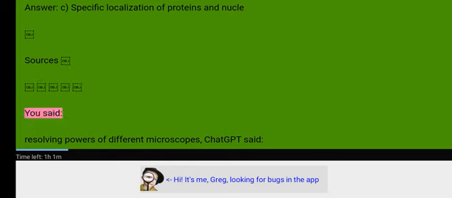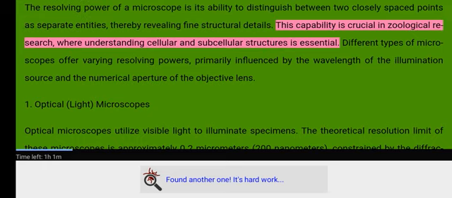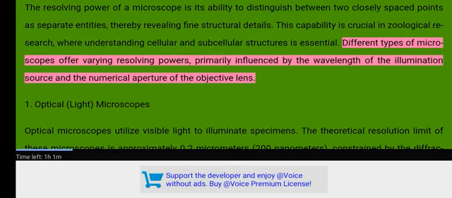Sources. You said: Resolving powers of different microscopes. ChatGPT said: The resolving power of a microscope is its ability to distinguish between 2 closely spaced points as separate entities, thereby revealing fine structural details. This capability is crucial in zoological research, where understanding cellular and subcellular structures is essential. Different types of microscopes offer varying resolving powers, primarily influenced by the wavelength of the illumination source and the numerical aperture of the objective lens.